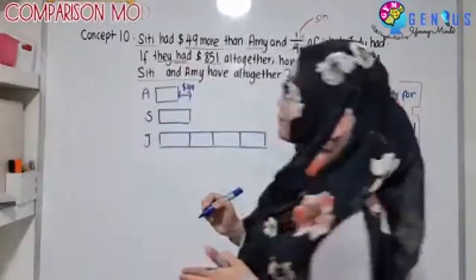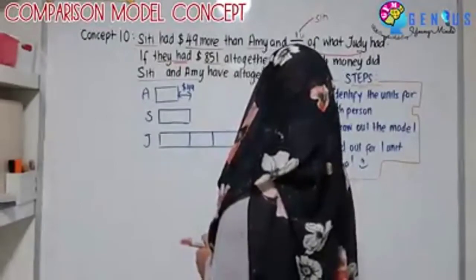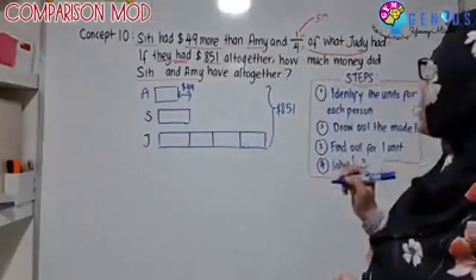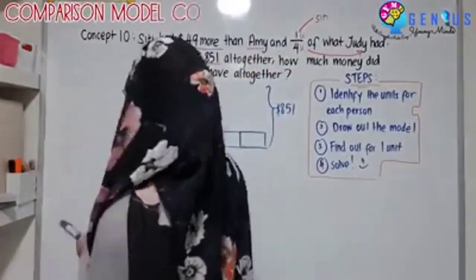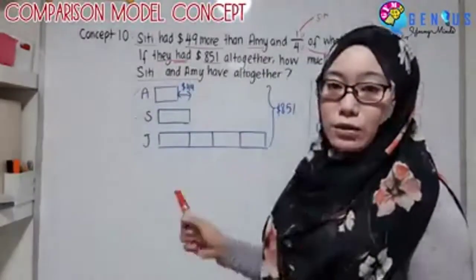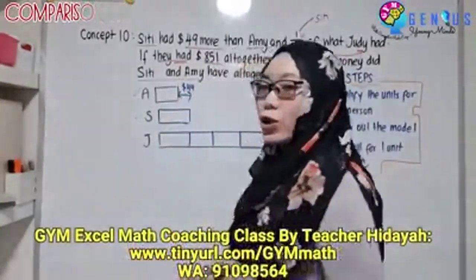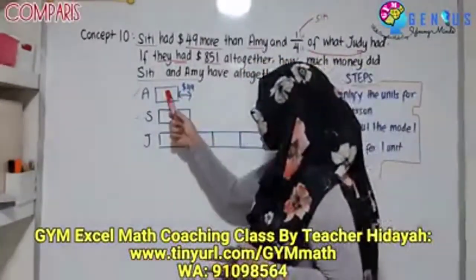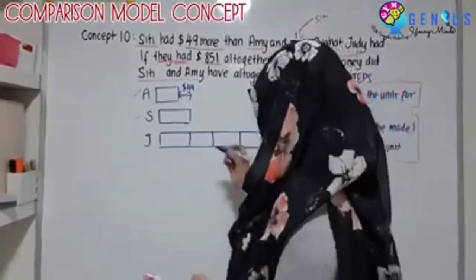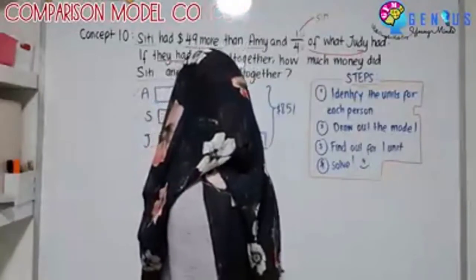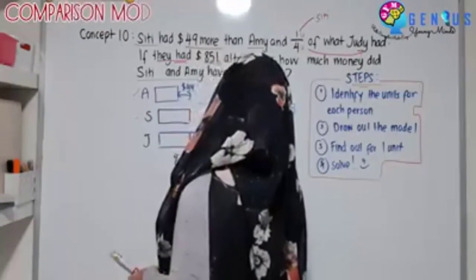Here you can see, the 3 girls have $851 altogether. I want to find out how much Siti and Amy have altogether, these 2 girls. How do we do this question? Very easy. You need to identify the equal parts or units first. All these are equal except for this. So what do we do? We add the 49 to the total. So now my new total is 851 plus 49. This gives me $900. This is my new total.